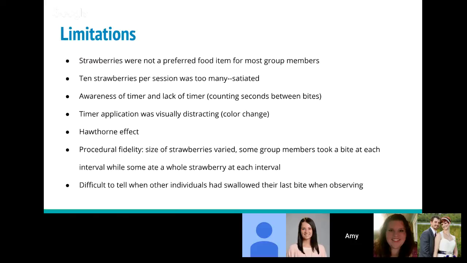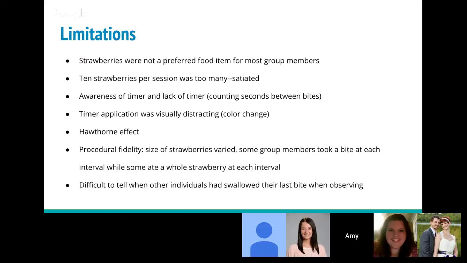Another limitation we came up with was that we all felt that we were kind of aware of the timer. And sometimes I personally would count between bites, like count how many seconds in my head to try to make sure that I was eating slowly. And I almost wonder if that awareness might have affected what I would do, like what I might do if I didn't have the timer available to me.